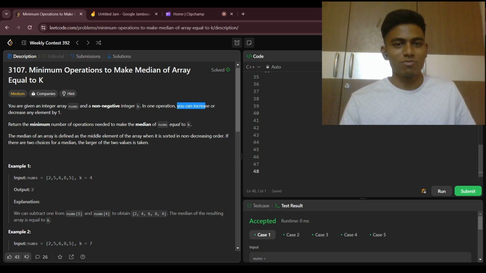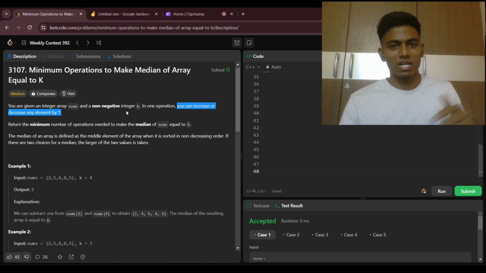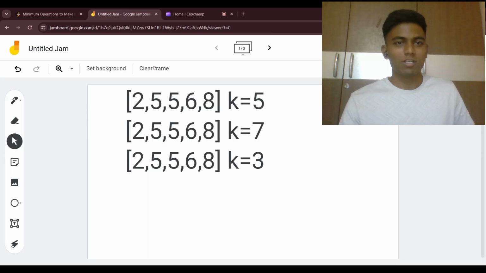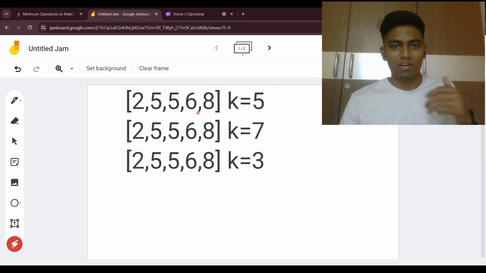In one operation we can do two things. We can either increase some particular element, or we can decrease some particular element. We need to return the minimum number of operations needed to make the median of nums equal to k. So let us see an example where we have 2, 5, 5, 6, 8. For this nums, we need to make the median of the array equal to 5.